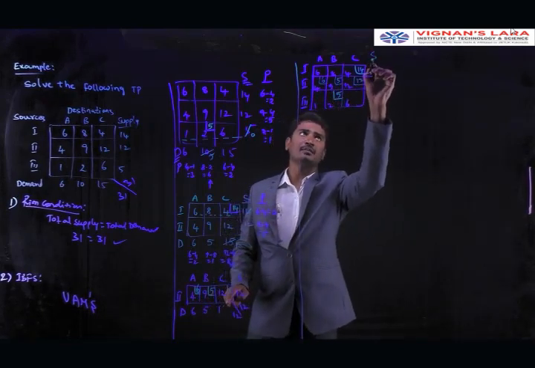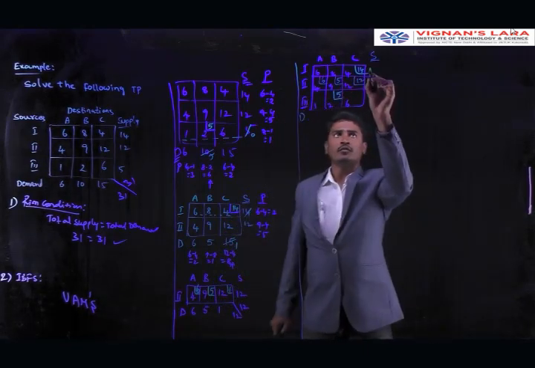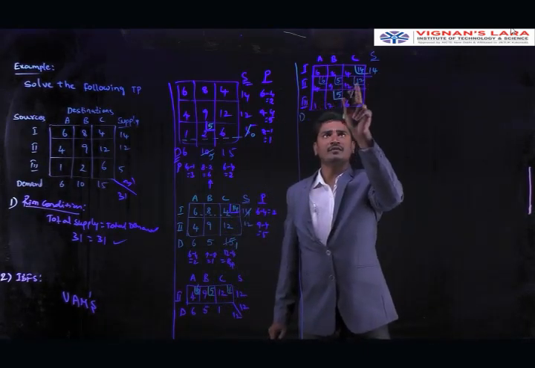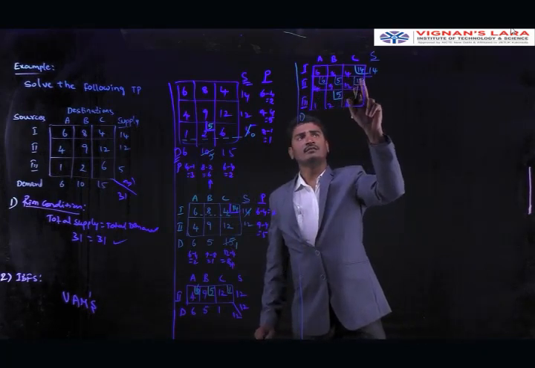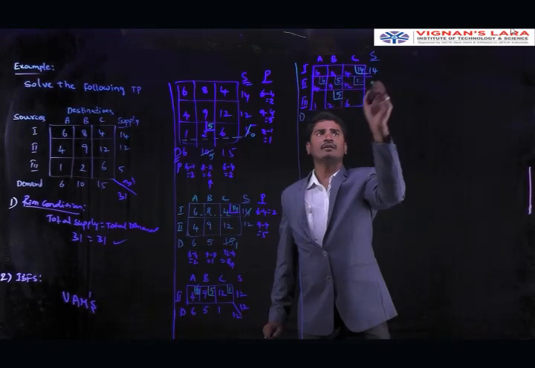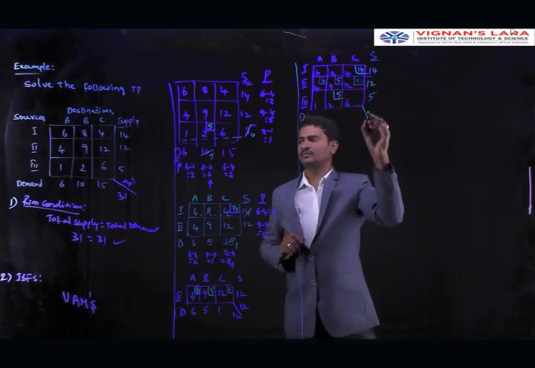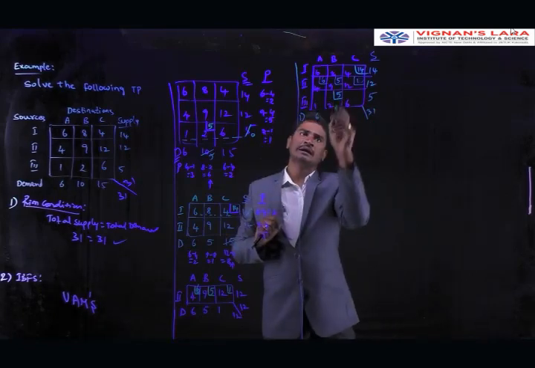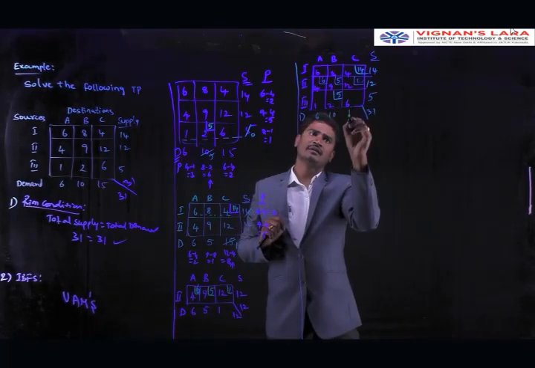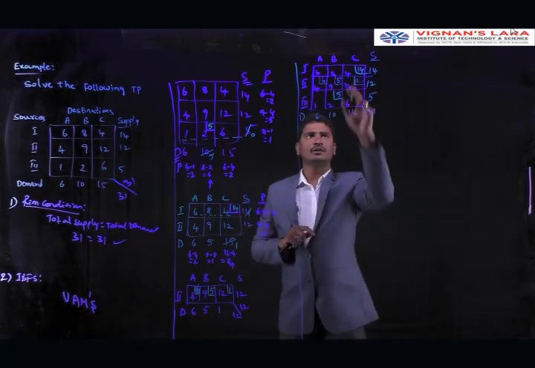Here coming to the supply and demand, how many units are allocated? 14 units allocated. Here 6, 5, 1, 12. Next here 5. So it is 31. Next coming to this, here we allocated 6 units and here we allocated 10. Here we allocated 14. 14 plus 1, 15 is there.